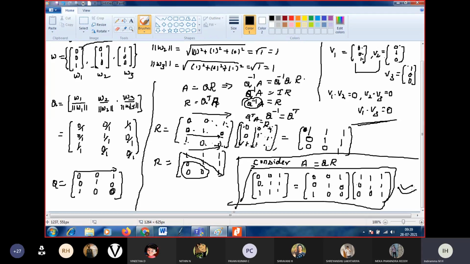Did you clear? Did you clear the factorization method? This is the QR factorization by the Gram-Schmidt method. Okay? Is there any doubt? Are all of you clear? Yes, ma'am. Okay, right. So that completes your syllabus.